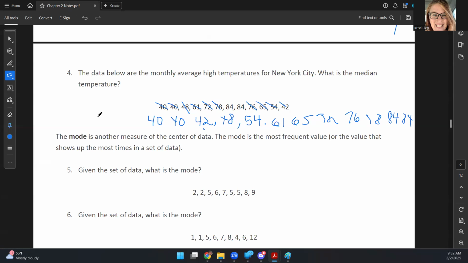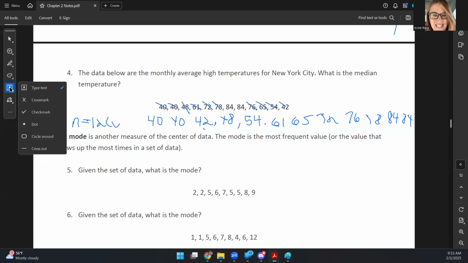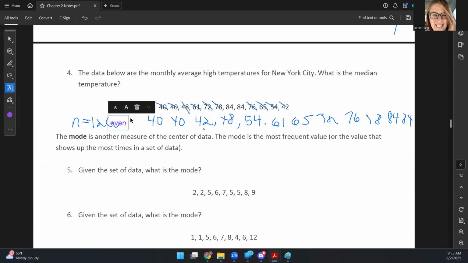Okay, so for this problem, n equals 12. Because there's 12 of them. And that only matters because it is even. Okay. n is even.